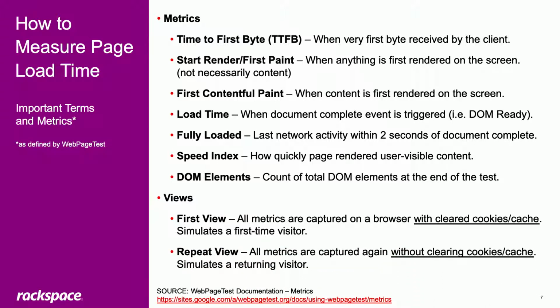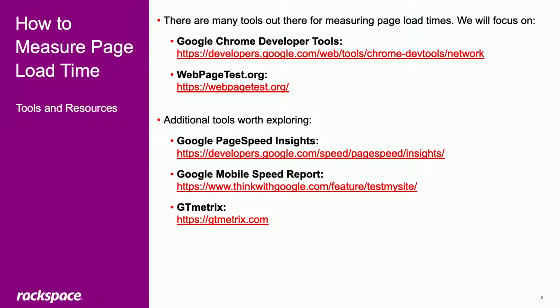And then there's the repeat view, which does the same thing, but instead of clearing out cookies and cache, it actually loads it a second time with the cookies and cache and checks to see what it's like for a repeat visitor who has all that stuff enabled, and you can monitor how much caching has helped optimize your time. And we'll see some visuals of that as well.